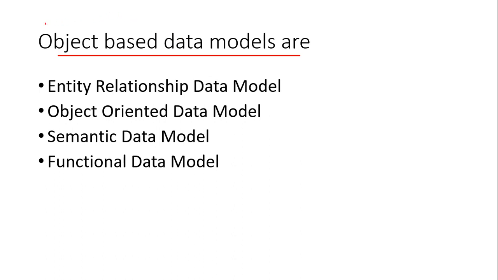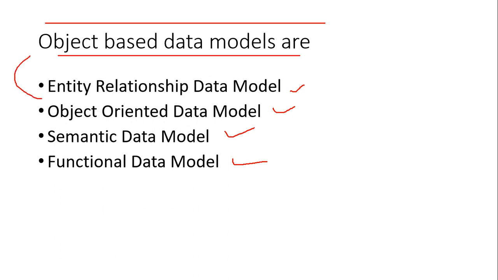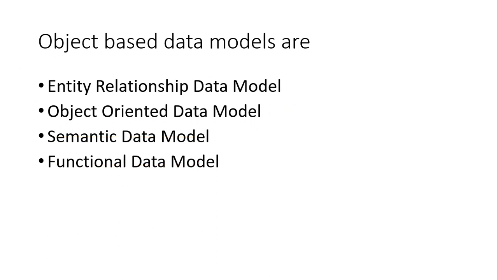So the bigger model that we have is the object based model, in which you have the entity relationship data model, object model, semantic model, and functional models. These are all derived from, or are sub models of, object based data models. We will not look at the semantic model and functional model in this course as of now.